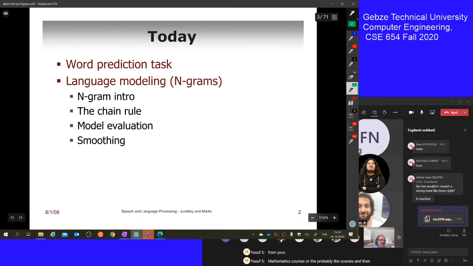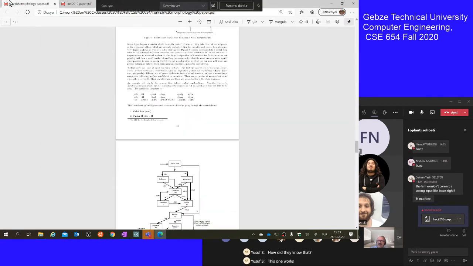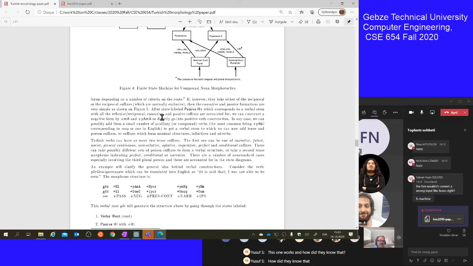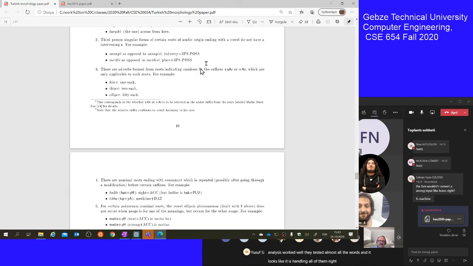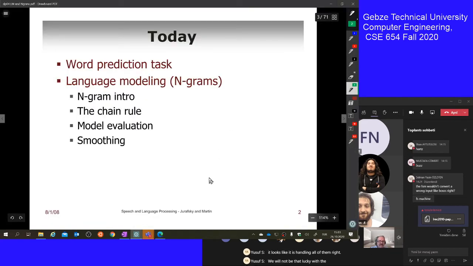And then we will talk about, okay, with this nice modeling, how do we know that it works? How did they know that the two-level morphological analysis works? Well, they tested almost all the words, and it looks like it is handling all of them. We will not be that lucky with statistical language modeling because it will never tell us okay or not okay, because it will give us probabilities. How do you test the probabilities? That's called model evaluation. How do you know that the things we did are correct? That's a very difficult job, actually. How do you evaluate your way of calculating those p-values? And smoothing is something related to that.